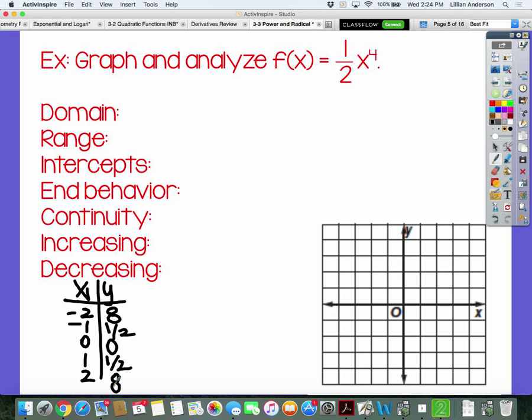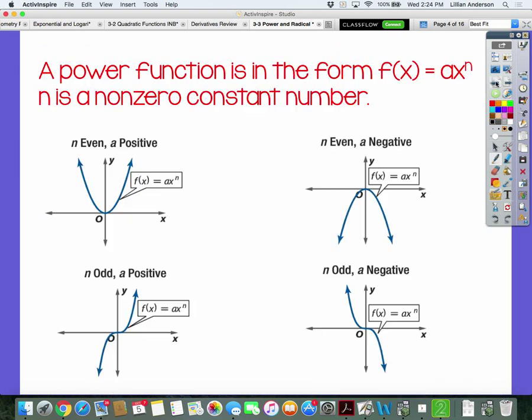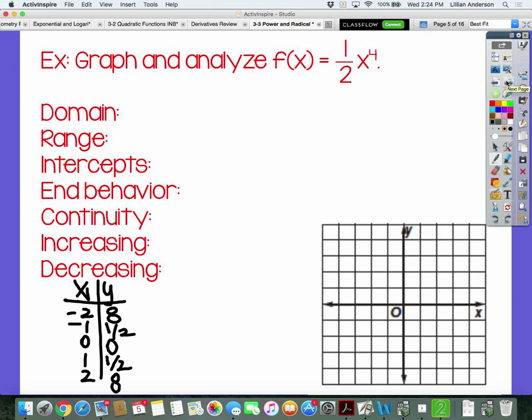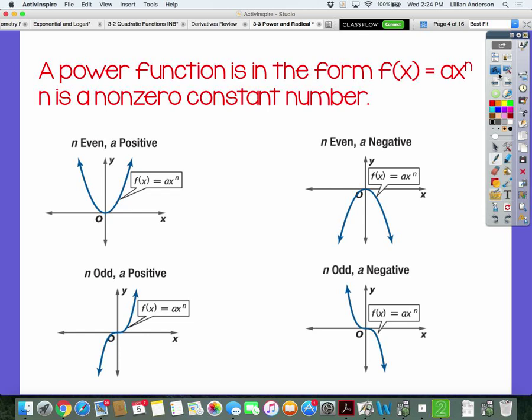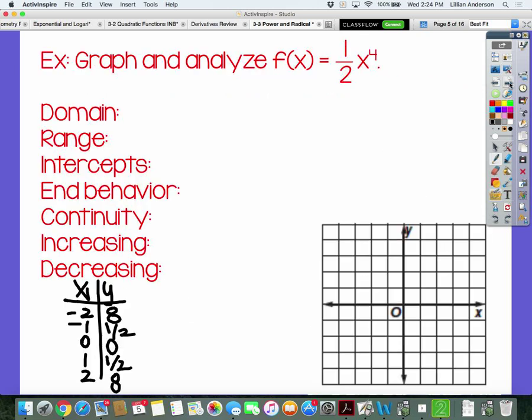Yes. And in all honesty, guys, before we even made the table, we could have looked at this and said, hey, my degree, my power, is it even or odd? Even, which means it's going to look like this one on the left or this one on the right. But is a positive or negative? Positive, so it's going to kind of look like this. So we should have had an idea of what it would look like, kind of like a parabola, so things are going to repeat. So let's graph this.